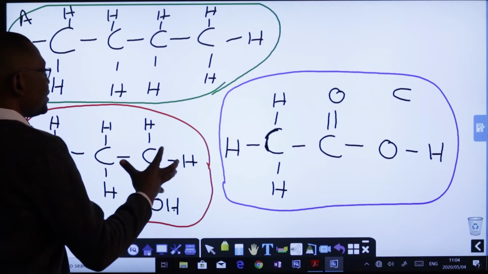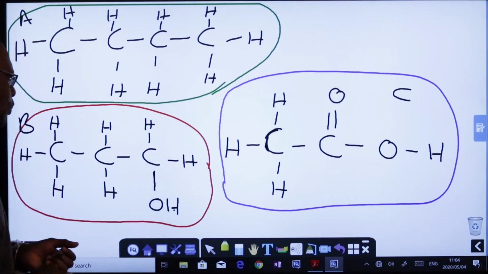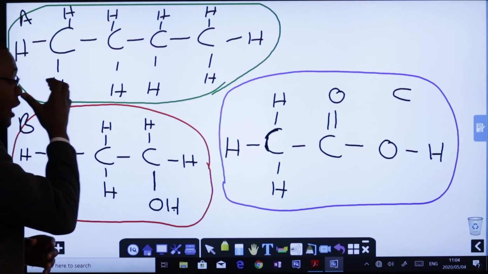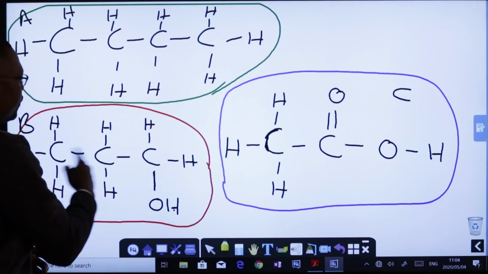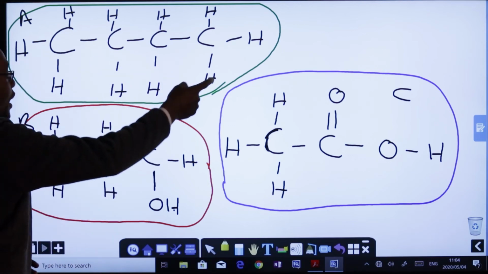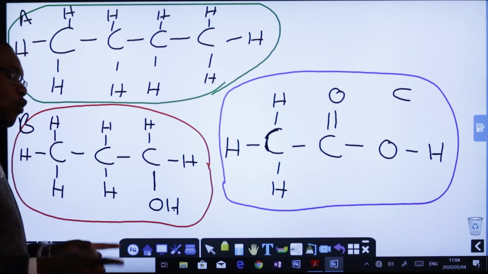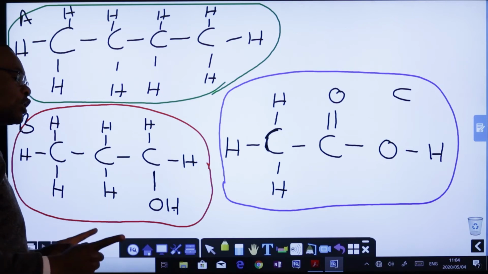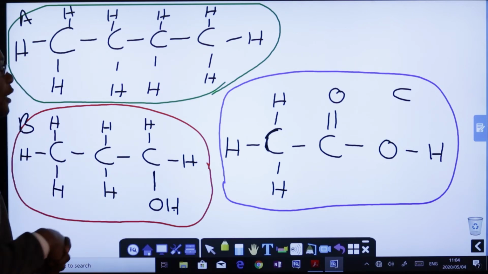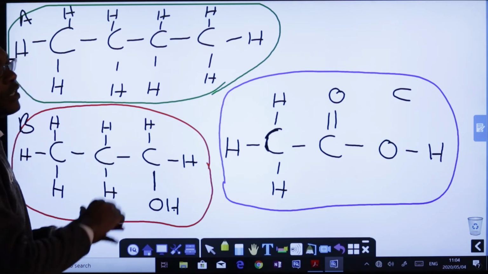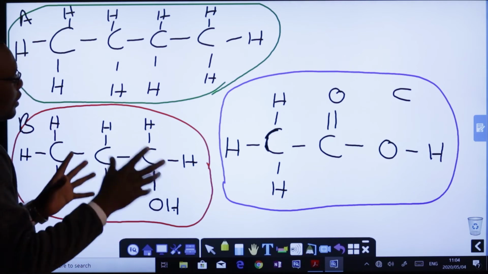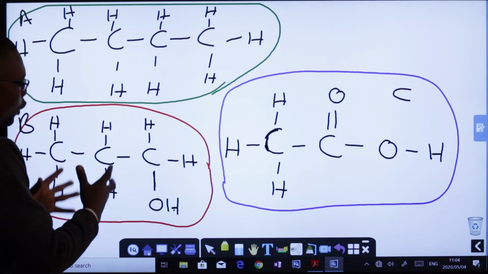So that's why it increases the boiling point to 98 degrees, besides the fact that from the butane, the propanol has got one carbon short in the carbon chain, but still has an extremely high, or reasonably high, boiling point.